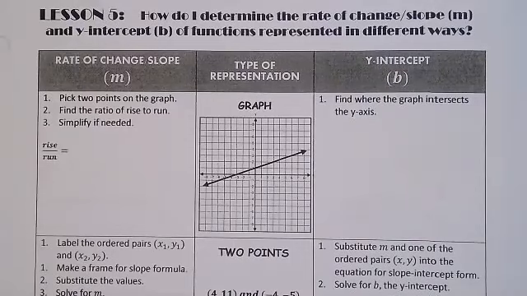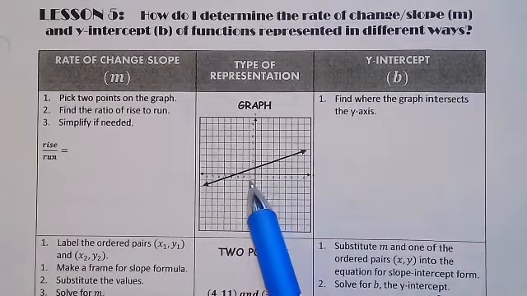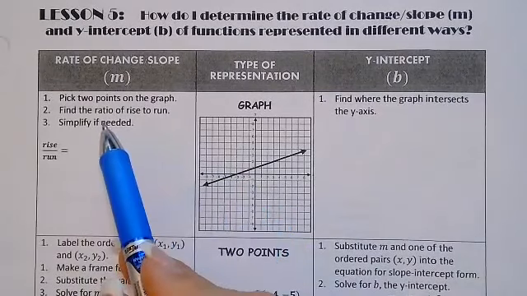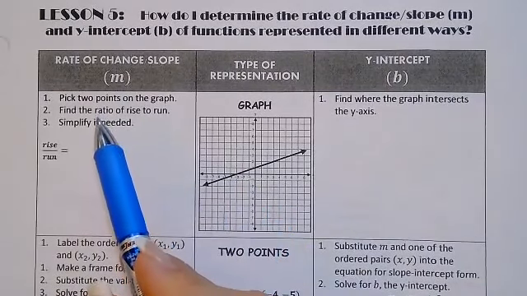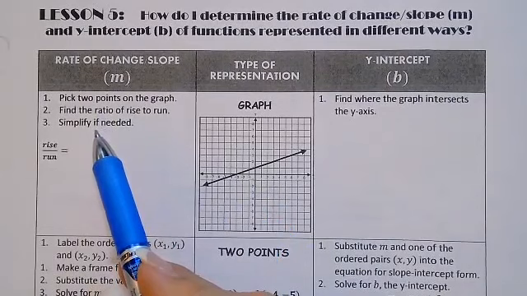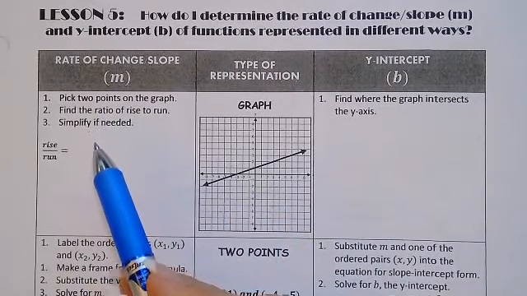Lesson 5, how do I determine the rate of change, slope, and y-intercept of functions represented in different ways? So the first thing we're going to do is start with a graph. To find the rate of change or slope, we're going to pick 2 points on the graph, find the ratio of rise to run, and then simplify if needed.